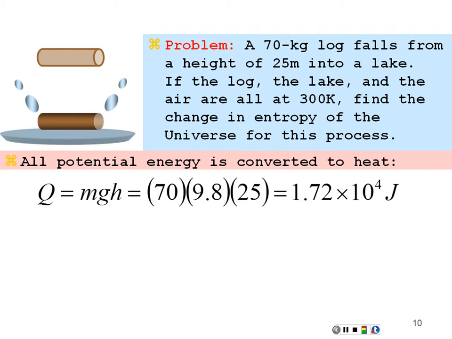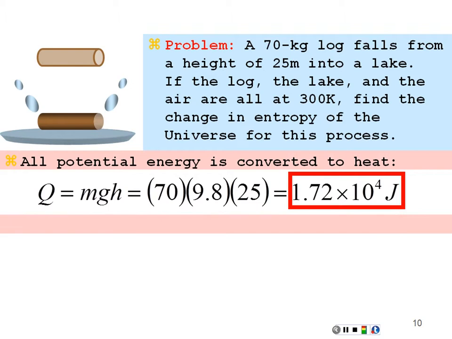So all of our potential energy is going to be converted to heat. So our heat is going to equal mgh: 70 kilograms, 9.8, 25 meters. That's going to be 1.72 times 10 to the 4 joules. That will be our total heat exchange in this case. And it's all done isothermally at 300 Kelvin.